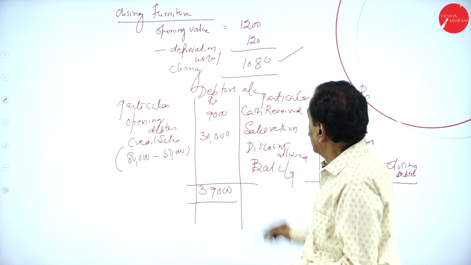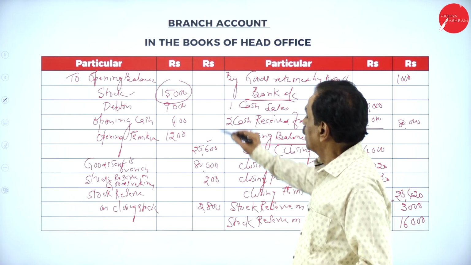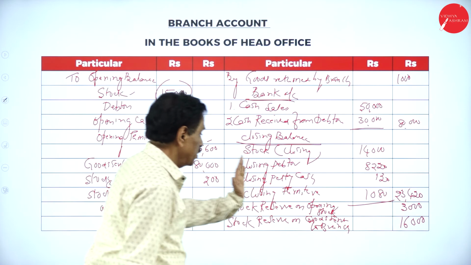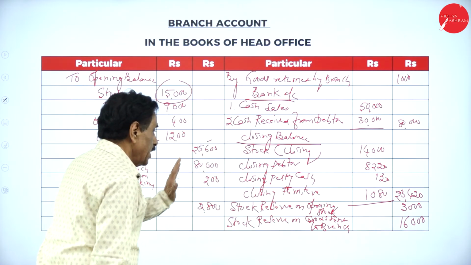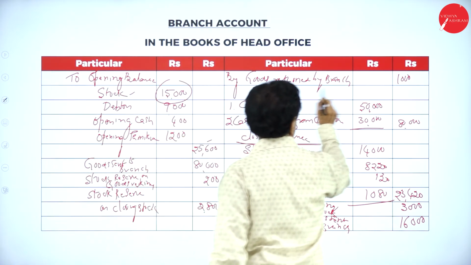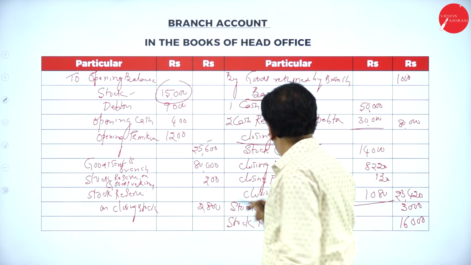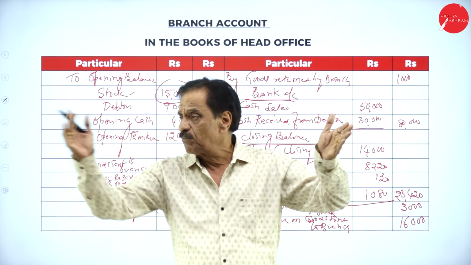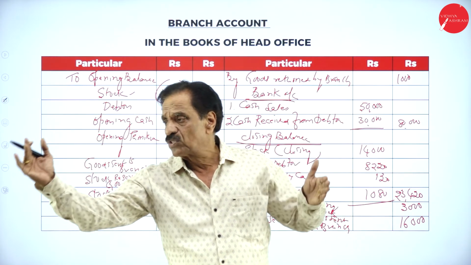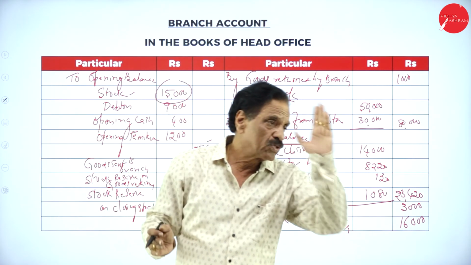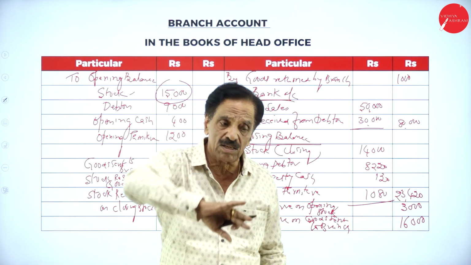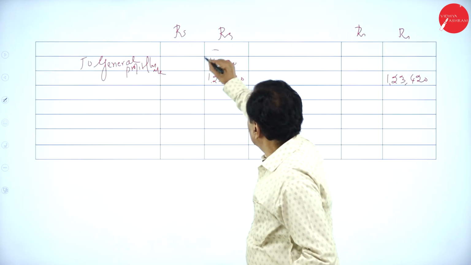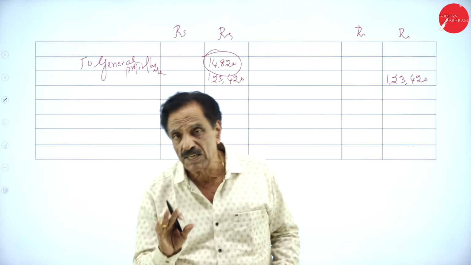It has been put into a format here. I told you, opening stock here, stock reserve here. Goods sent to branch here, stock reserve here. Goods returned by the branch here, stock reserve here. Closing stock here, stock reserve you have to calculate. How you have to do? Opening stock, stock reserve. Goods sent to branch, stock reserve. Goods returned by the branch, stock reserve. Closing stock, stock reserve you have to calculate. We have done the same thing. Your profit arrived is 14,820 to general profit and loss account.